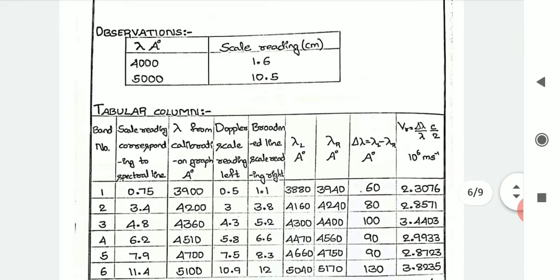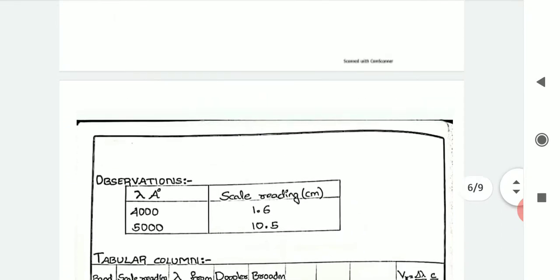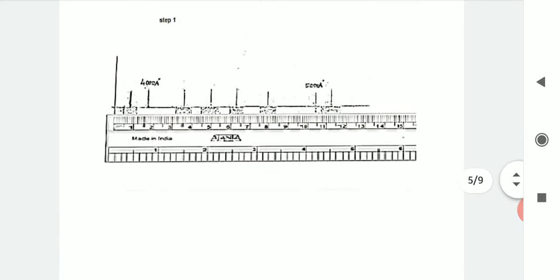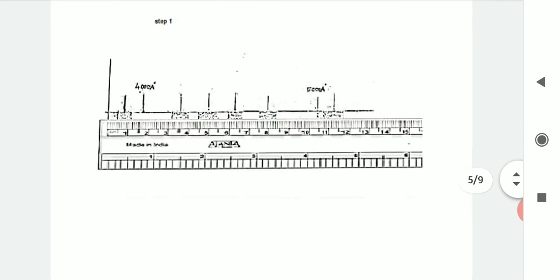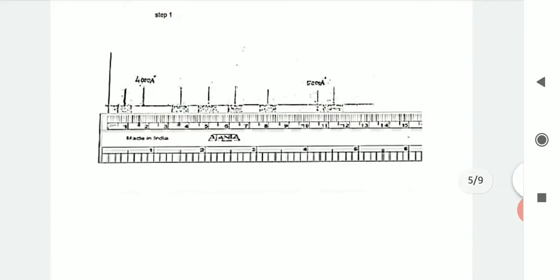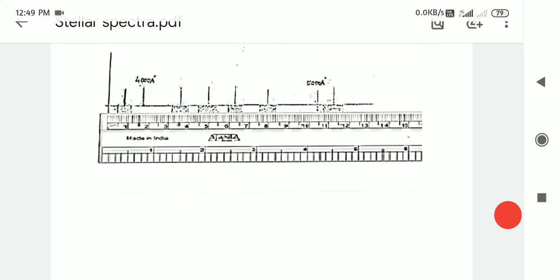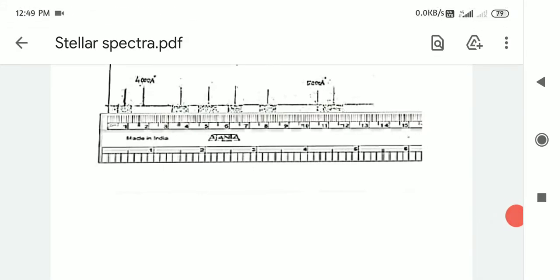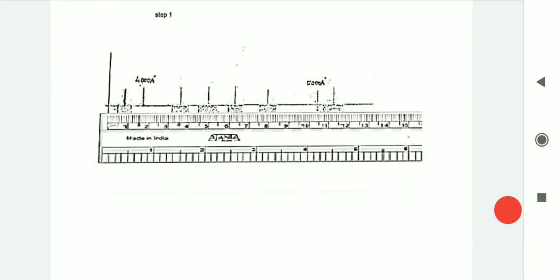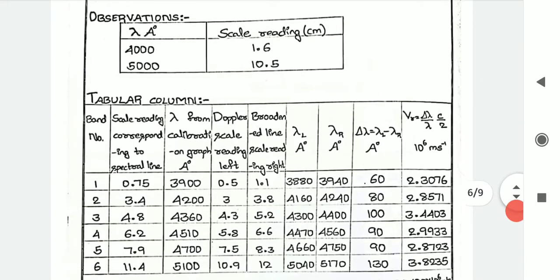Similarly, how to measure the scale readings for the left and right? For the second set, keep the same scale in the same sheet at the center. Again, this is the reference line. These are the bands here. See, you can see on the left hand side how much is the line, and you have to take the reading. From here to here is the first band, left to right. Similarly, left, right for the second, third, fourth, fifth and sixth. From the same reference point, measure and enter these readings.